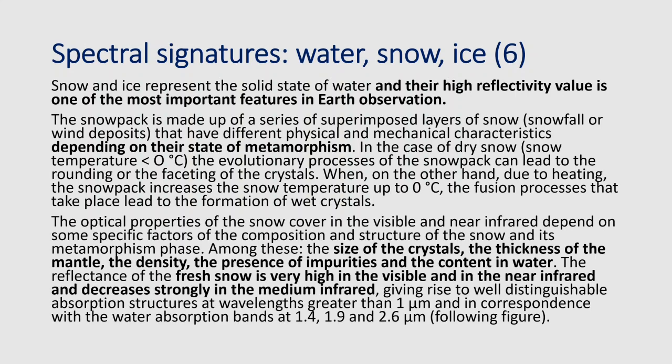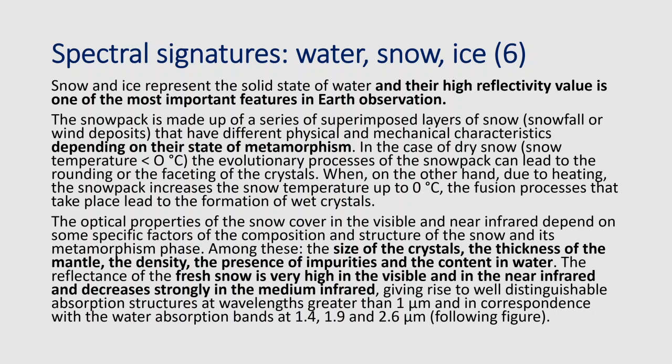The optical properties of the snow cover in the visible and near infrared depend on some specific factors of the composition and structure of the snow and its metamorphism phase. Amongst these, what is really affecting the reflection of the snowpack is the size of the crystals, the thickness of the mantle, the density, the presence of impurities, and the content, of course, of water.